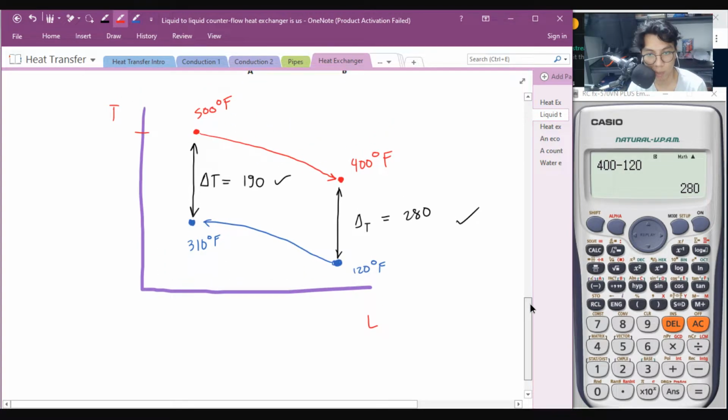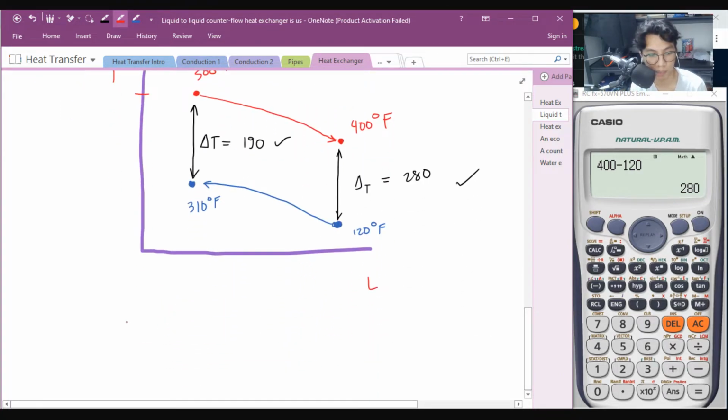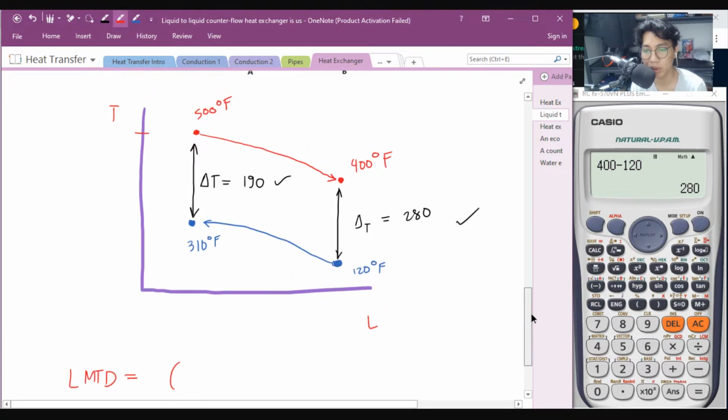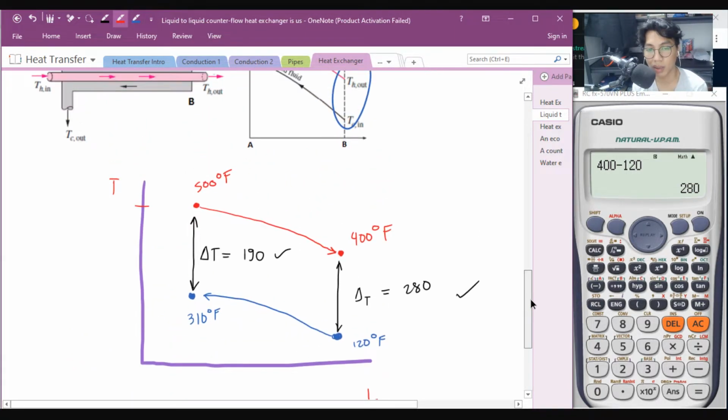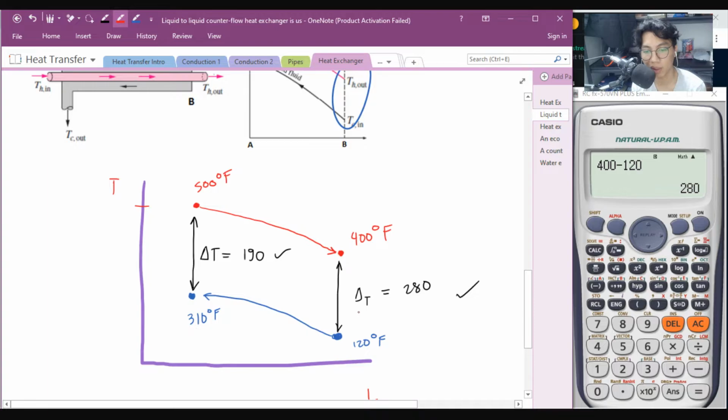Pero dito, unahin mo po yung pinaka mainit tsaka yung pinaka malamig. So, dito, okay, LMTD ang hinahanap. Unahin mo na yung pinakamataas na temperature. Sir, ba't hindi mo sinunod yung delta T max, delta T min? Simple, okay? Pinakita ko sa inyo na malilito kayo dyan kung anong gagamitin nyo. Hindi po mahalaga na maximum ang kanyang difference at minimum ang kanyang difference. Ang sundin mo parati yung merong pinakamataas na temperatura.